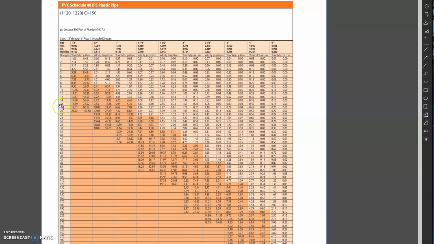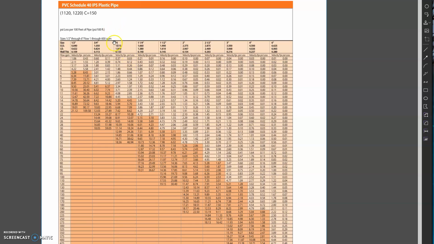Hi everyone. Today we're going to review how to use a pipe chart. This is a chart from Rainbird's website. The link is on Canvas, and this specific chart is exclusively for PVC Schedule 40 plastic pipe. This is the most common of what you'd find used in a residential system.